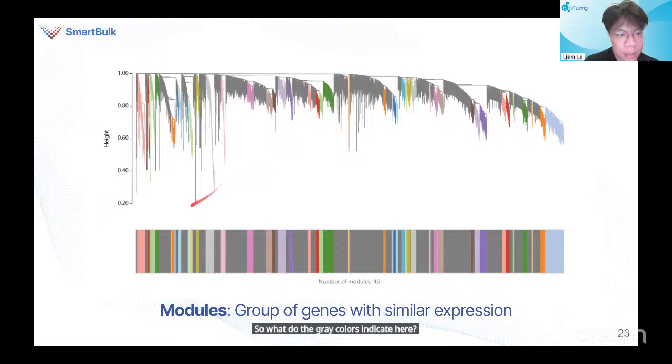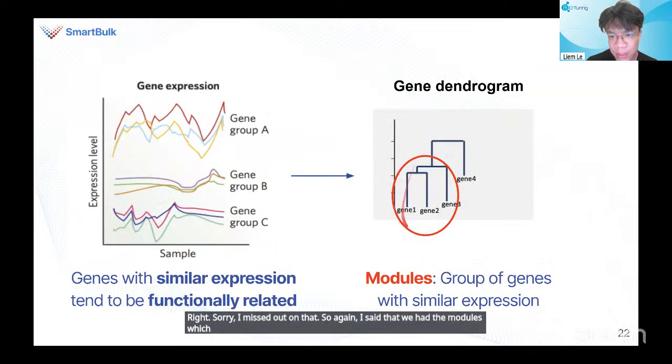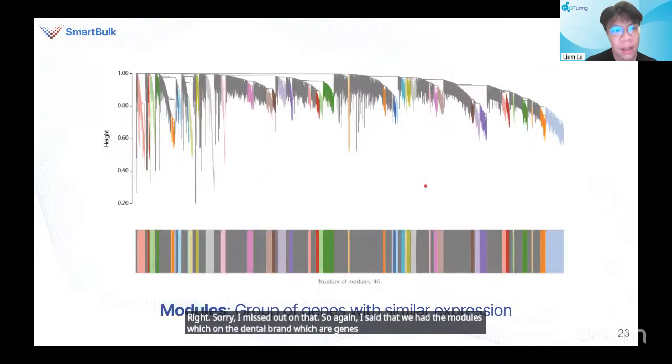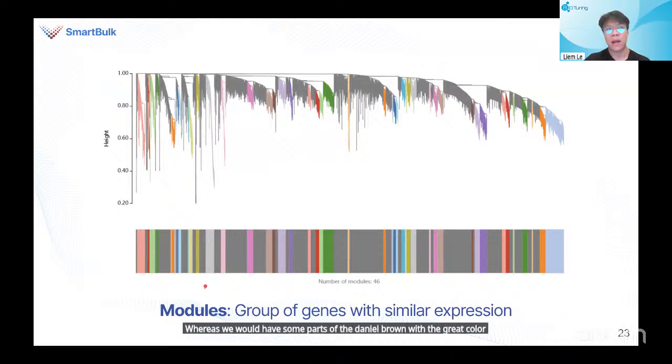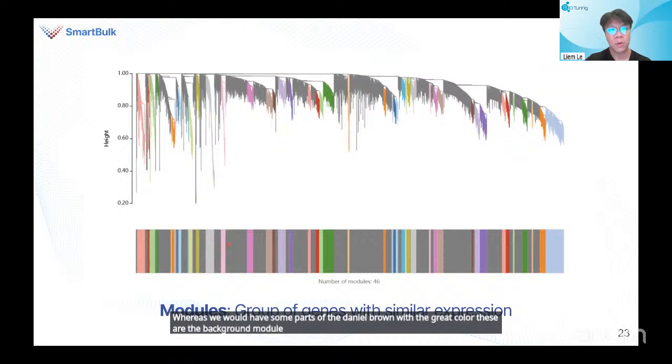Right, sorry, I missed out on that. So again, I said that we had the modules on the dendrogram, which are genes with similar expression, right? The colors would be such modules. So you can see all of the genes on the branch of this pink cluster right here belong to the same module. Whereas we would have some parts of the dendrogram with the gray color. These are the background module, or another way to put it is the genes that are not put into any of the module. Those are like the outliers. So thank you for that question.